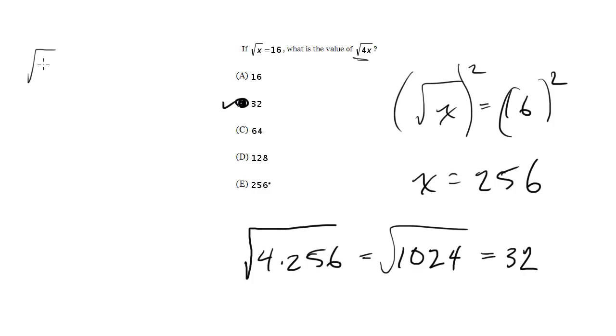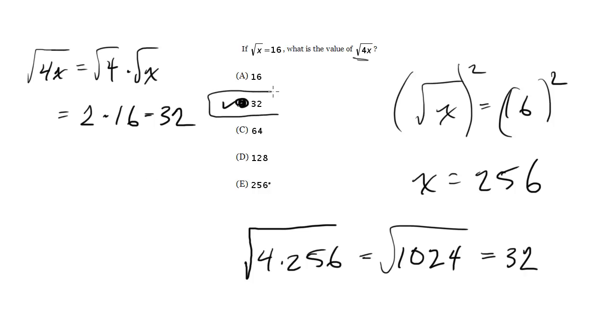Well, if we look at square root of 4x, by our radical rules we know we can break this up into the square root of 4 times the square root of x. And we know the square root of 4 is 2, right? And square root of x, well, they give it to us as 16. So this is equal to 2 times 16, which is 32. And again, that is our answer.